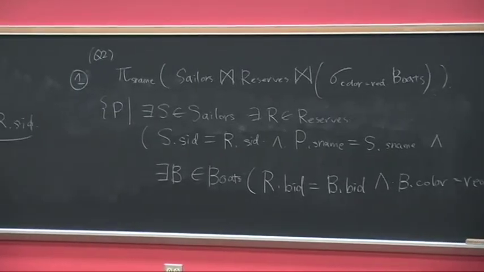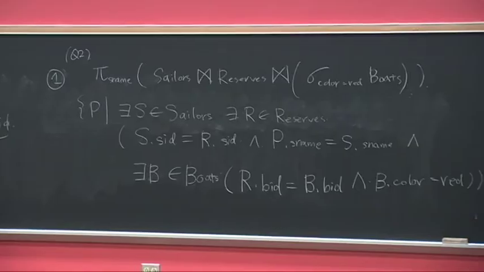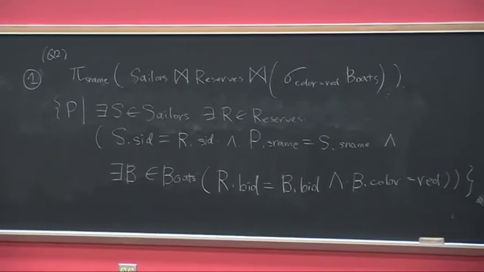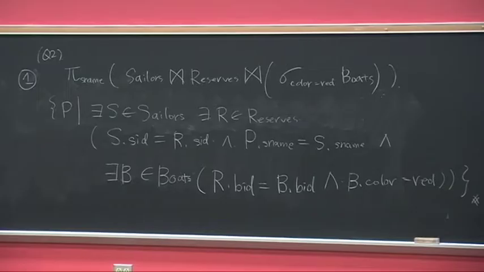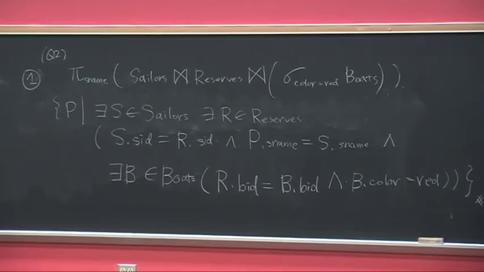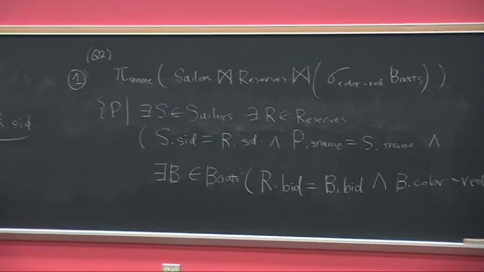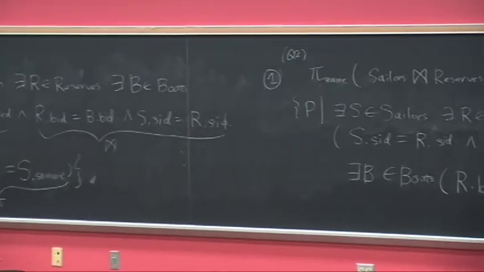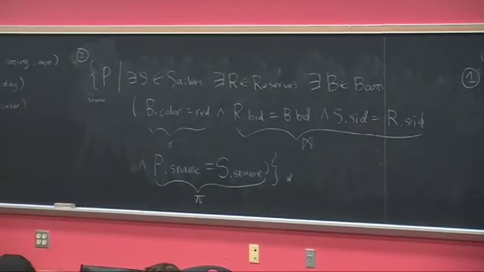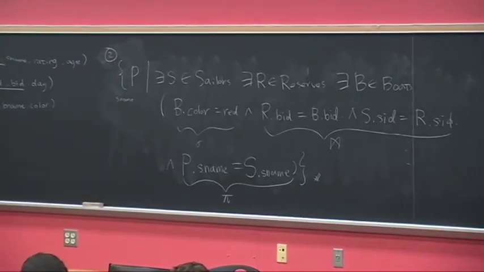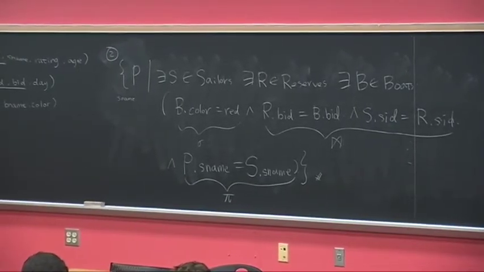Any question for that one? So if in the test I ask you, I don't really care about which one you write, okay? Let's take a look at query 7, where you want to find the names of sailors who have reserved at least 2 boats.